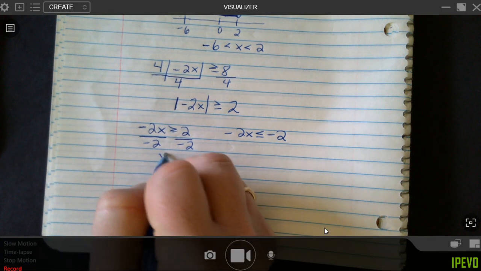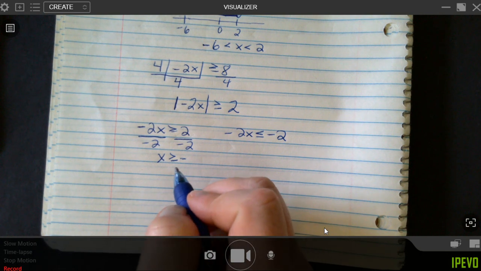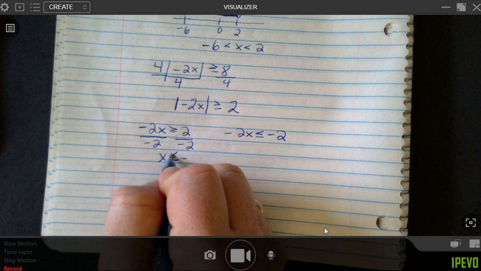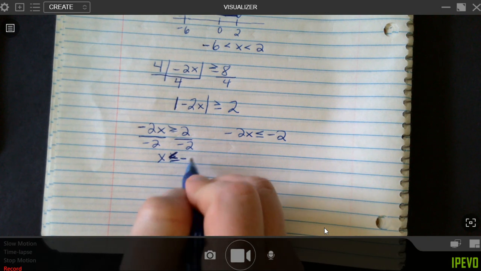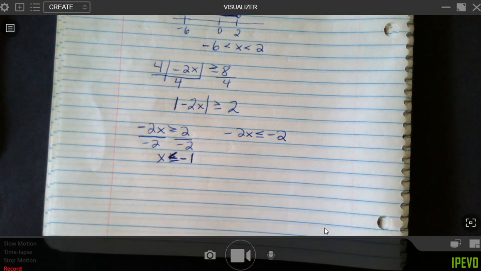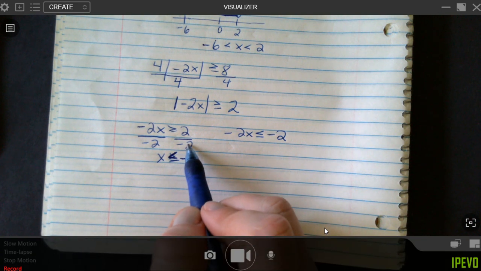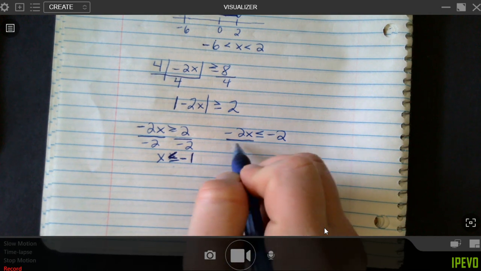X is less than or equal to, oh, I made a mistake. What was I supposed to do? I was dividing by a negative. So what should I do? Flip the sign right there. Don't make that mistake and just get going, right? Easy to do. You get into what you're doing and you just kind of go. So if you divide with a negative, flip the sign. Same thing here, dividing with a negative.